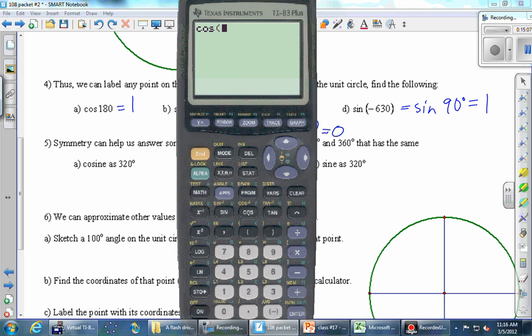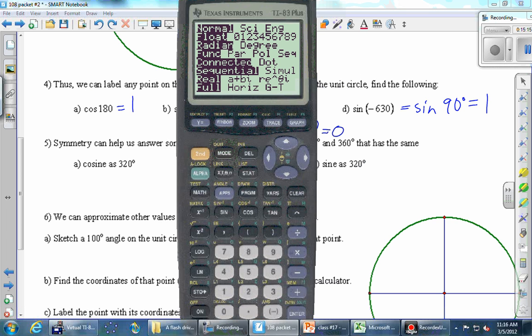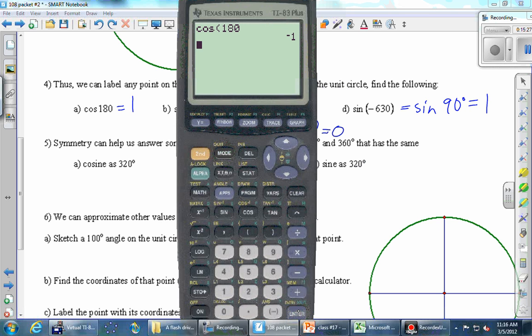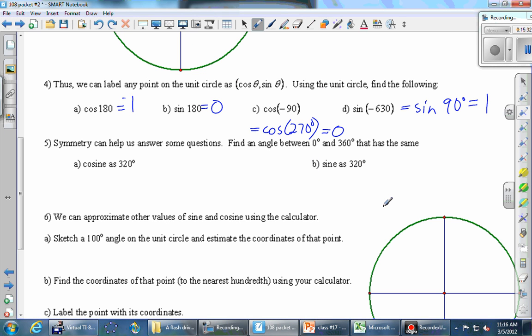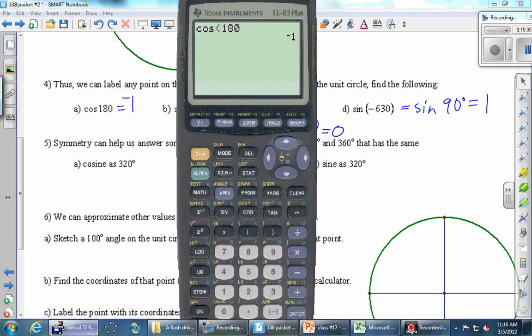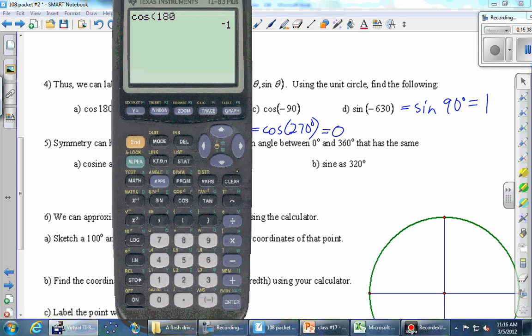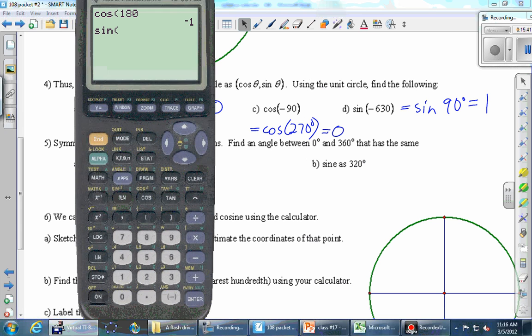Cosine of 180, I can type that. Before I hit enter, I'm going to check that you're in the right mode. I am in radian mode. That'll have a whole lot more meaning on Wednesday, but for right now, we never want to be in radian mode, so go to degrees. Cosine of 180, -1. Okay, that's fine, and it can handle the big numbers too, like if I did sine of -630. It can deal with it and give us the right answer, okay? Questions on any of that?